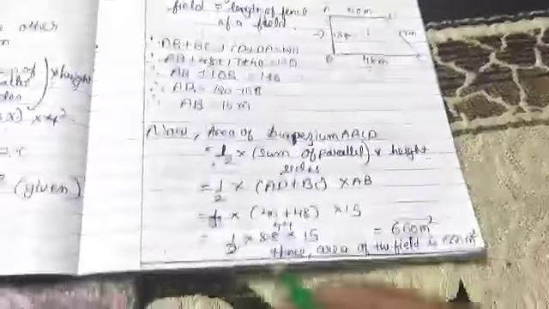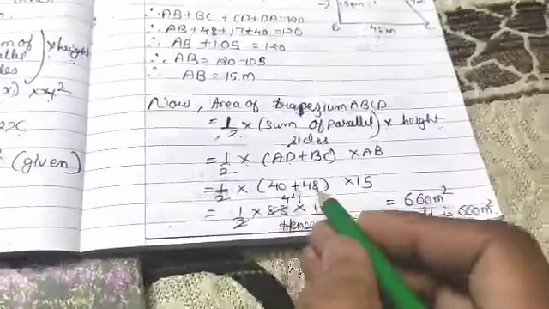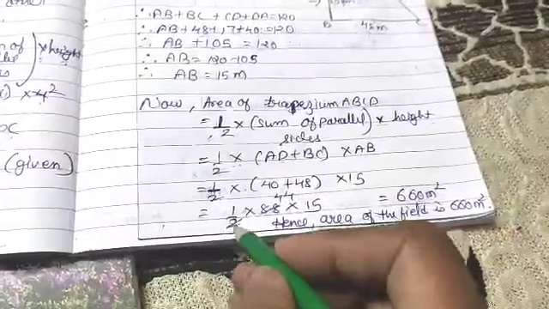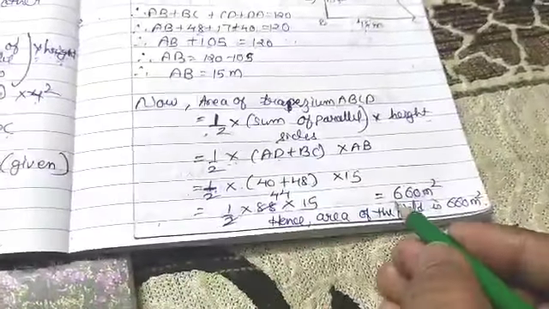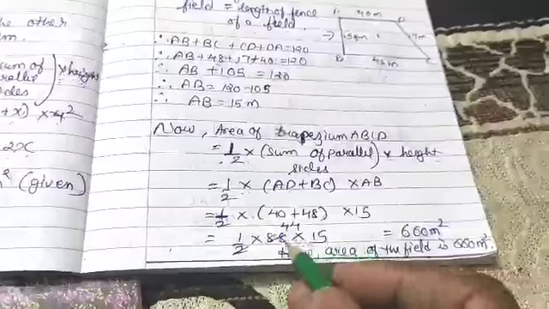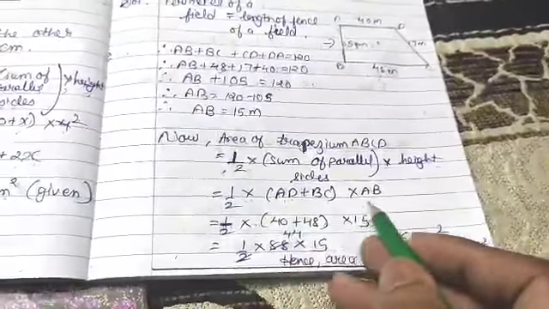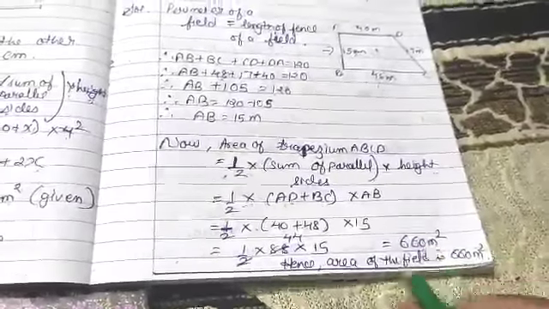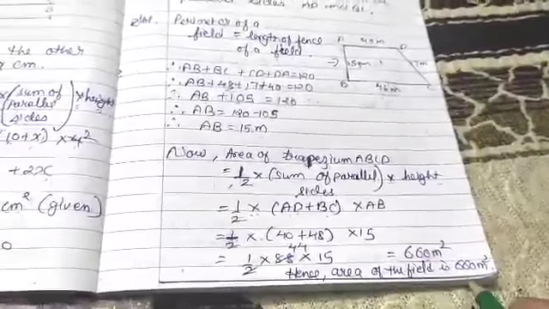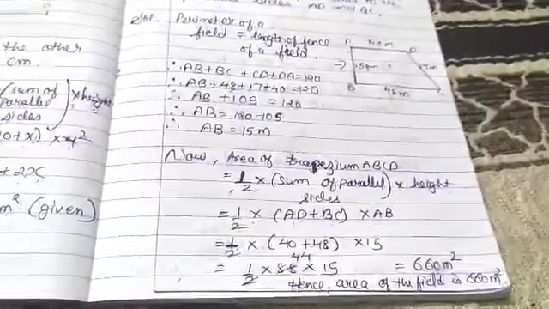So multiply by 15. So 40 plus 48 is 88. When you do cancellation, 2 44s are 88, and 44 15s are 660 meter square. The value of area should always be in meter square, because this value is in meter, this value is in meter, and meter into meter gives meter square. Hence the area of the field is 660 meter square.